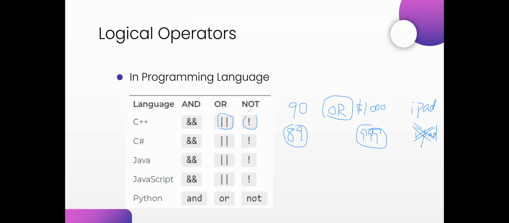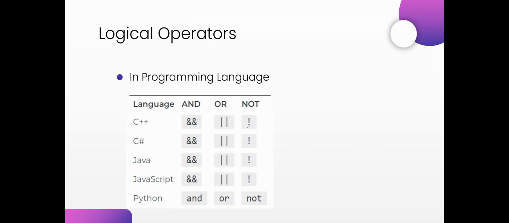All right, and then the last one is not. Not means I'm going to switch the sign. If it is true, I'm going to switch to false. If it is false, I'm going to switch to true. Okay, so this one is simple.